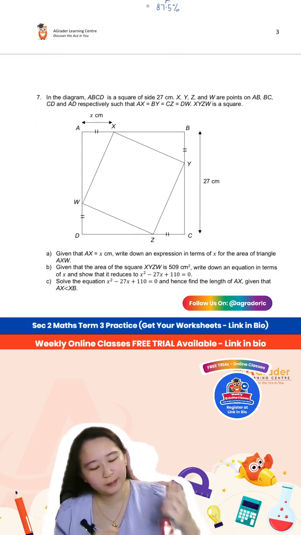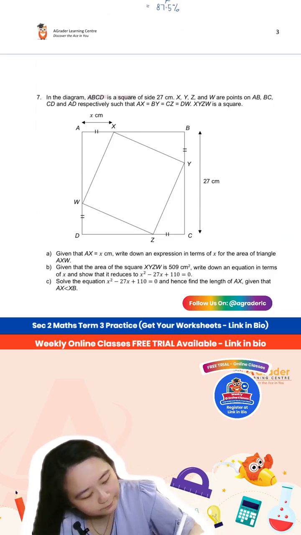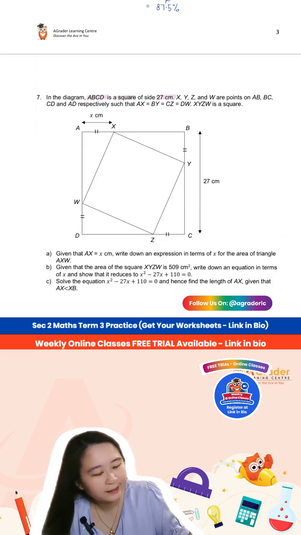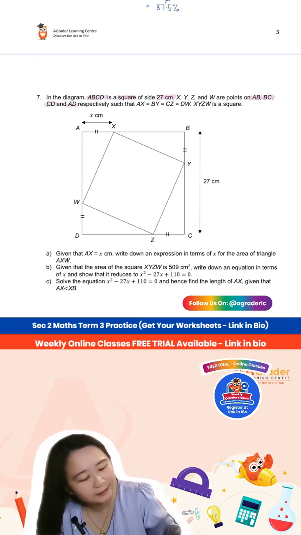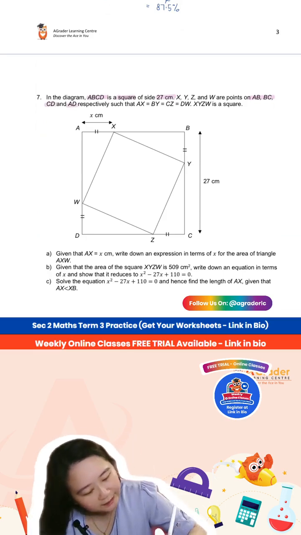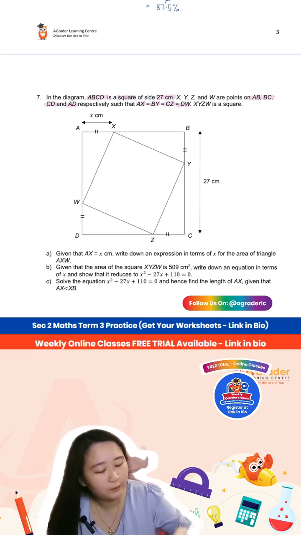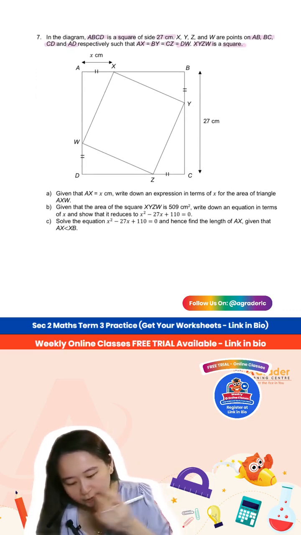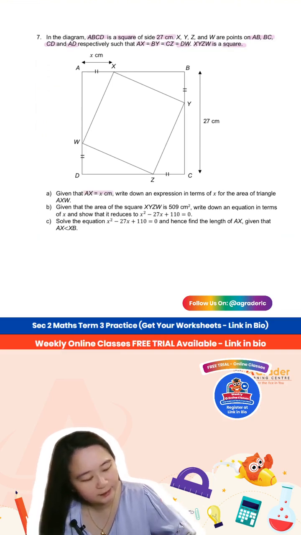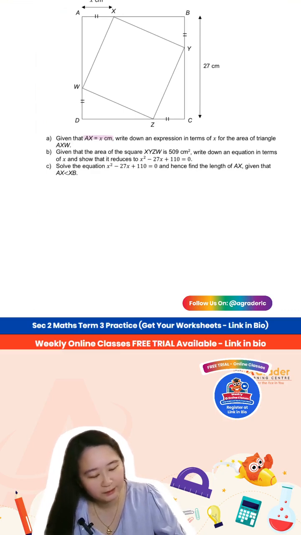Okay, in the diagram, ABCD is a square of side 27 cm. X, Y, Z, and W are points on AB, BC, CD and AD respectively, such that AX equals to BY equals to CZ equals to DW. And then XYZW is also a square. So given that AX equals to x cm, write down an expression in terms of x for the area of triangle AXW.